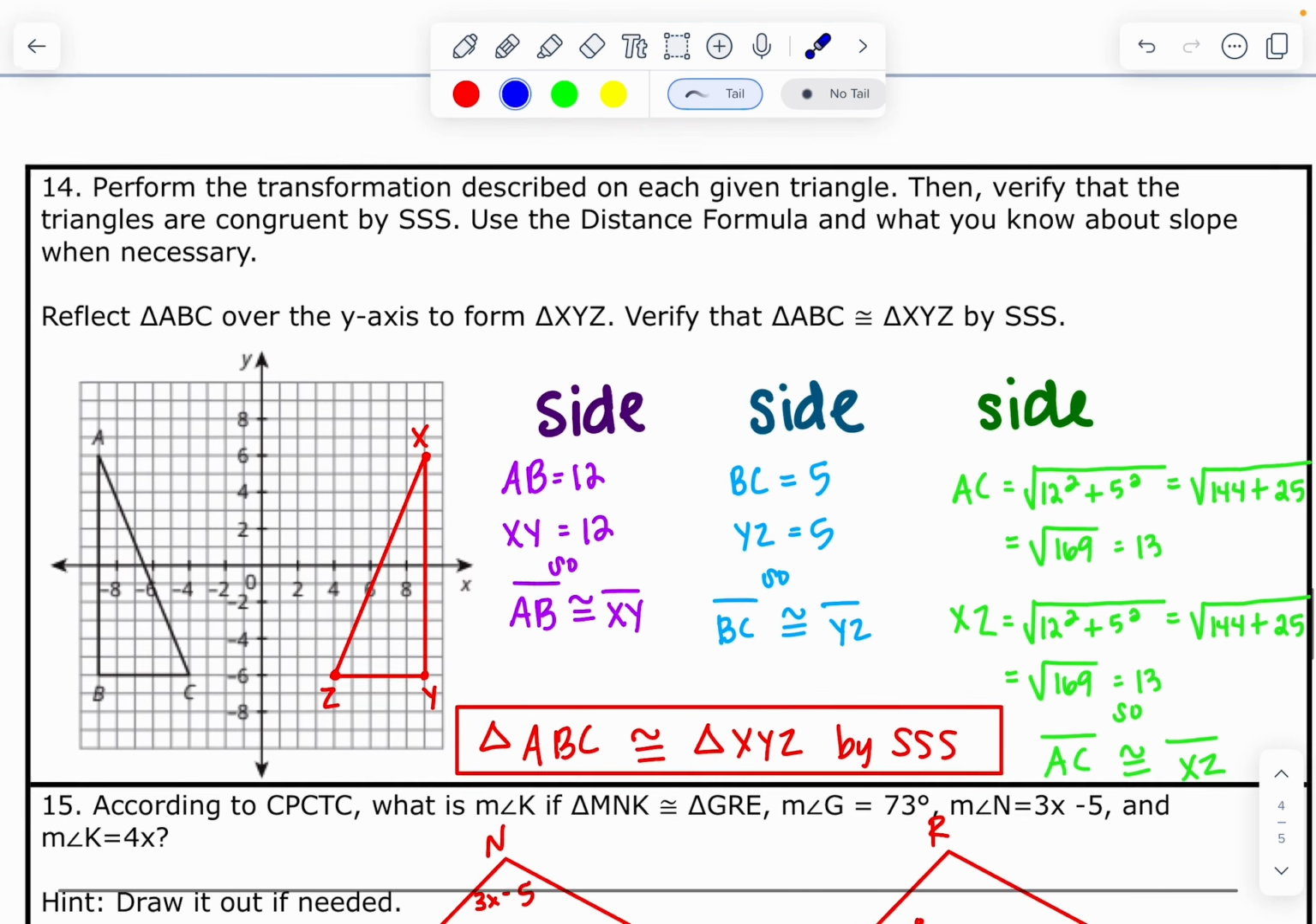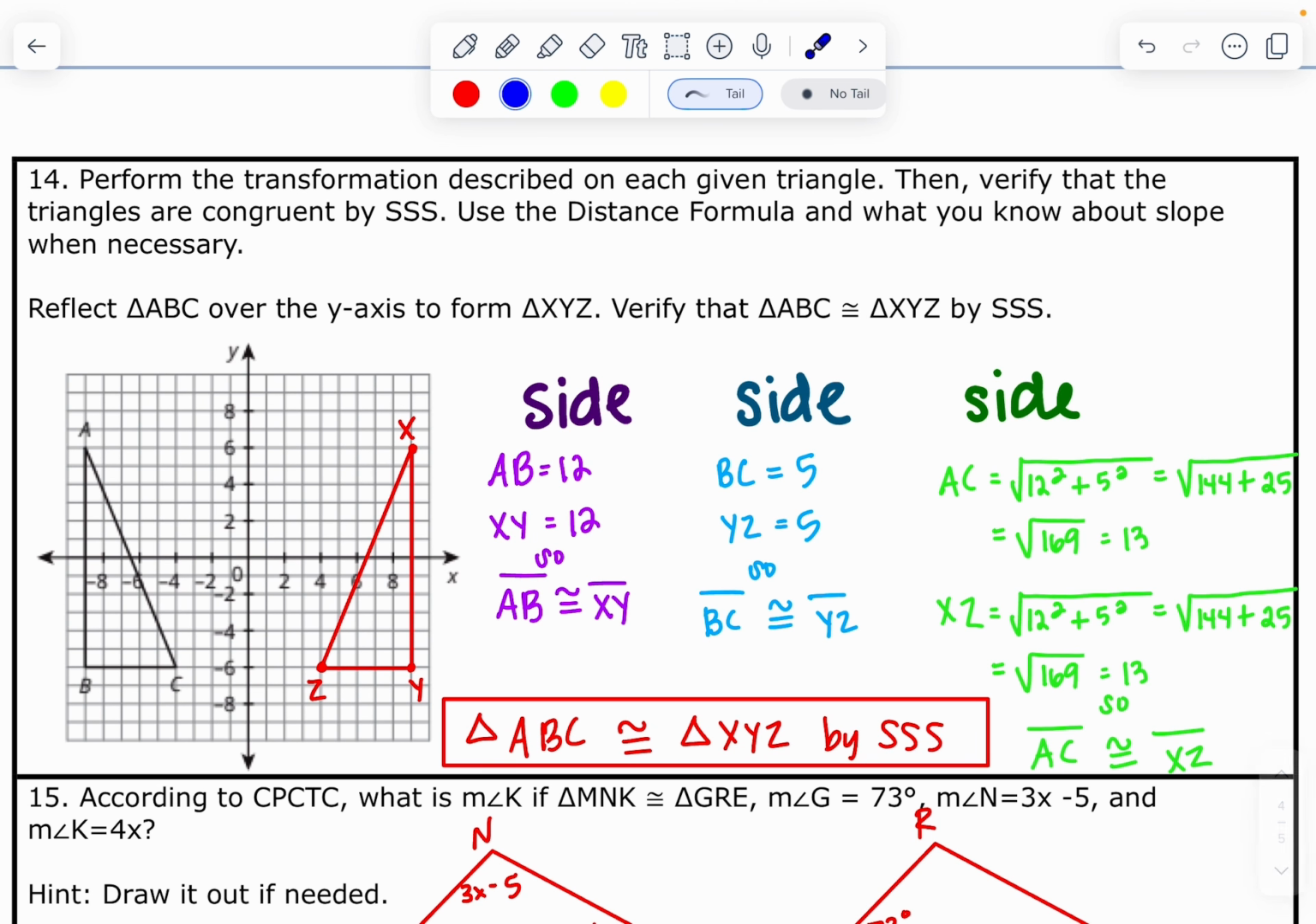All right, for this one, of course, these triangles are going to be congruent. We're performing an isometry. It's a rigid motion, so it's not going to change the size of the triangles. But anyways, there's the work. You can see it. I just used distance formula on this one because it's a diagonal line.